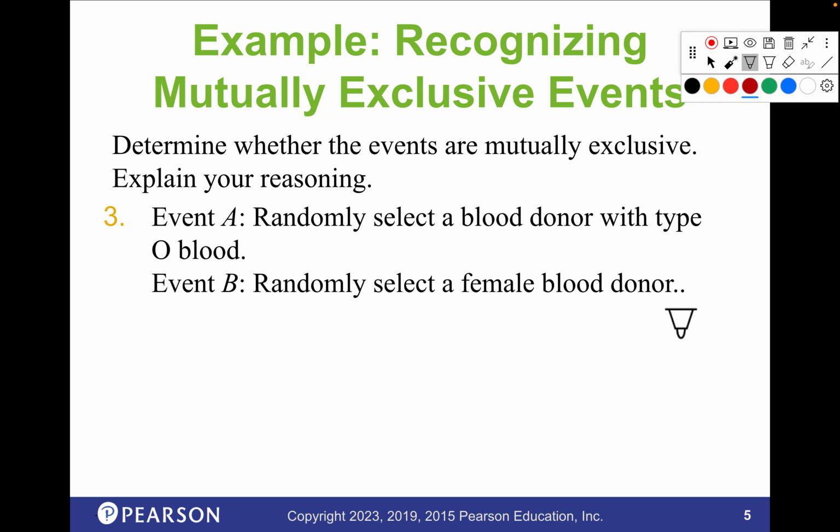How about this one? A is randomly selecting a blood donor with type O blood, B is randomly selecting a female blood donor. Mutually exclusive or not? Not exclusive, because we could get a female donor who was type O. So there could be overlap, just like the last one.